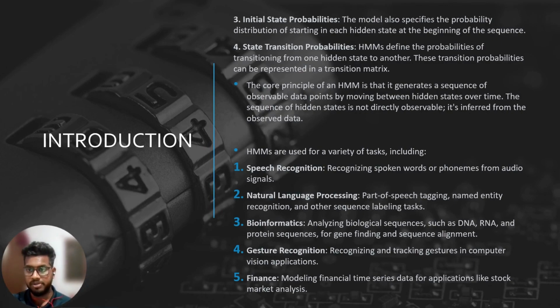Thirdly, the initial state probability. The model also specifies the probability distribution of starting in each hidden state at the beginning of the sequence. The last, state transition probability. An HMM defines the probabilities of transitioning from one hidden state to another. These transition probabilities can be represented in a transition matrix.